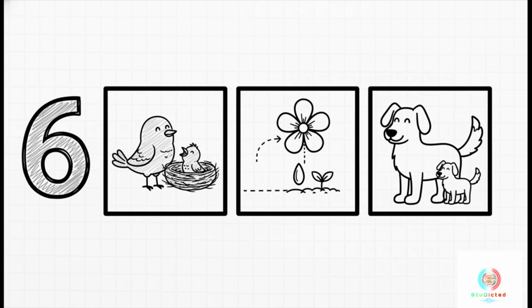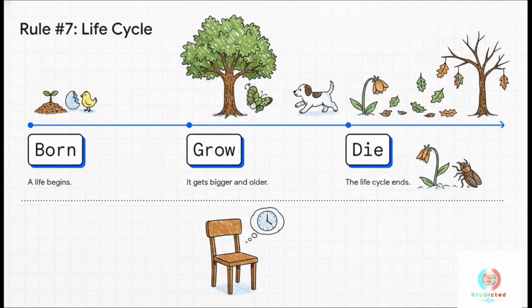All right, rule number 6 is maybe the most profound of them all. Living things reproduce. They can create brand new individual organisms just like themselves. Humans have babies, birds lay eggs, plants make seeds. It's the incredible mechanism that allows life to keep going, generation after generation. And finally, our last rule. Every single living thing is on a journey we call a life cycle. It has a beginning, it grows and changes, it gets old, and then, eventually, its life comes to an end. It's this beautiful, complete story that only living things get to experience. A chair is just a chair. It doesn't have a life story.